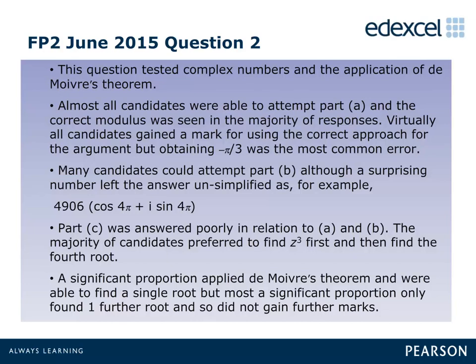Part C was answered poorly in relation to A and B. The majority of candidates preferred to find z cubed first, and then find the fourth root. A significant proportion applied de Moivre's theorem and were able to find a single root, but a significant proportion only found one further root and so did not gain further marks.